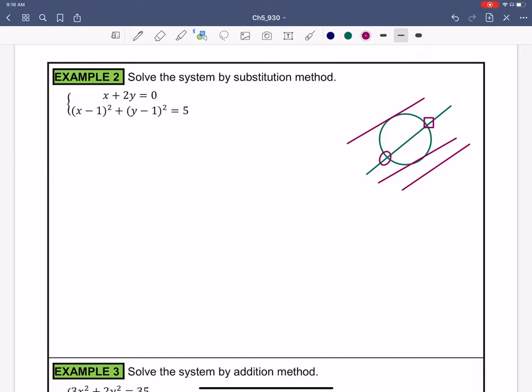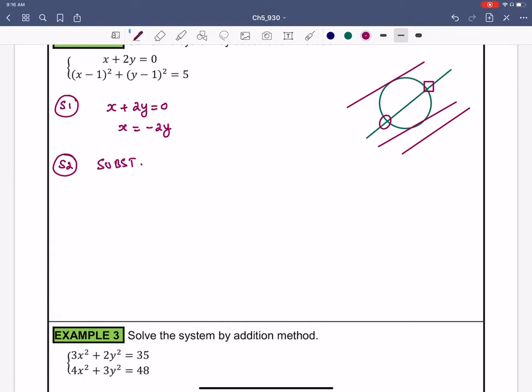So let's see how we solve this. Just like we did earlier, from this equation we're going to write one variable in terms of the other variable, and then we're going to plug it back into this equation of a circle, and then we're going to solve it. So let's see how I do that. The first equation is x plus 2y is equal to 0. So the first equation tells me that x is equal to negative 2y, and I'm going to plug it back into my second equation. That is a substitution step, right?